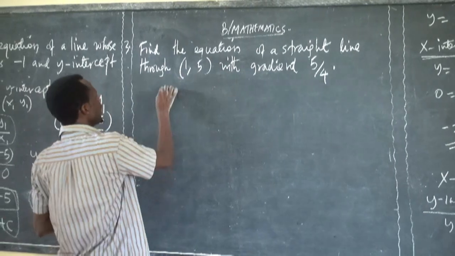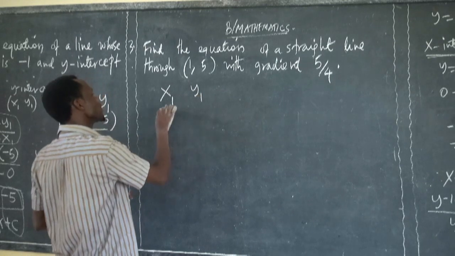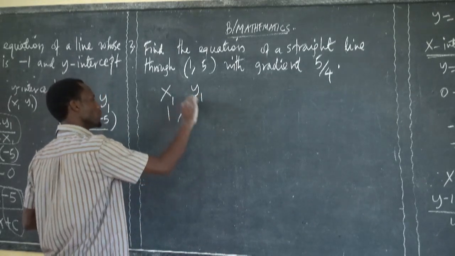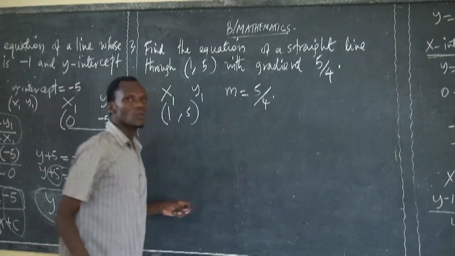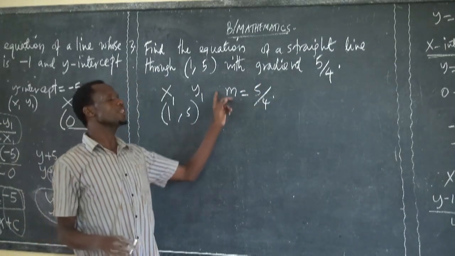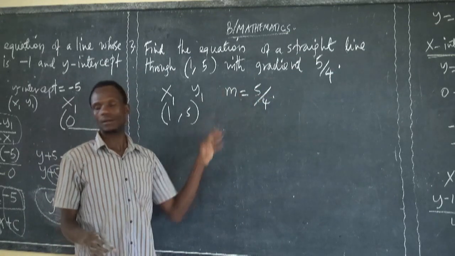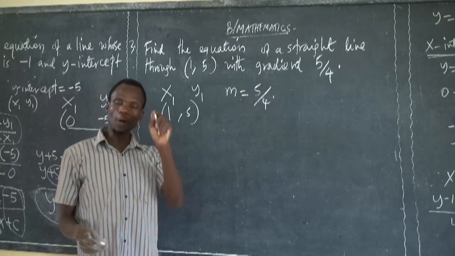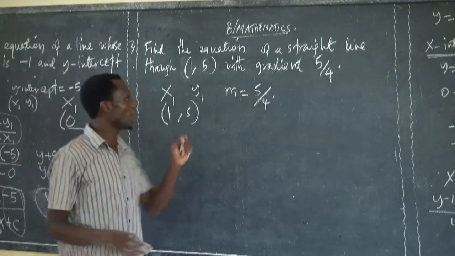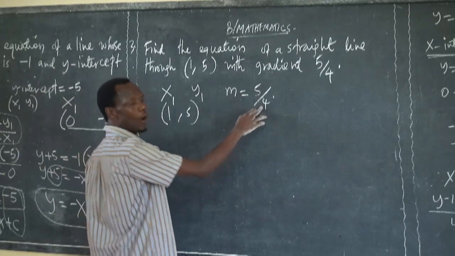Now from here you have x1 and y1, which is equal to (1, 5). Then you have the gradient, which is equal to 5 over 4. So from this question, you don't need to find the gradient, because the gradient is already there. Why should I fight for the gradient while it is there? Now, the point I should use here, I already said, m is equal to 5 over 4.